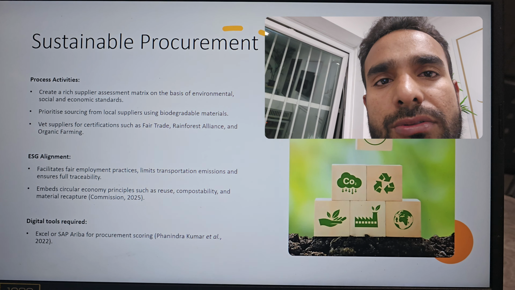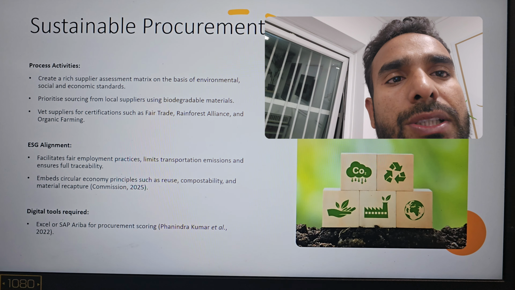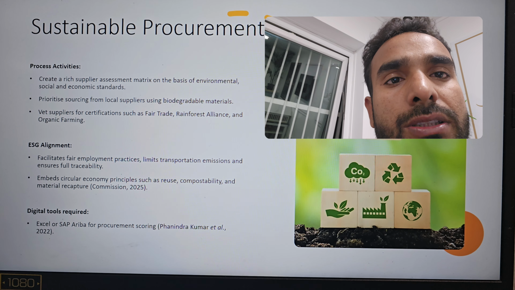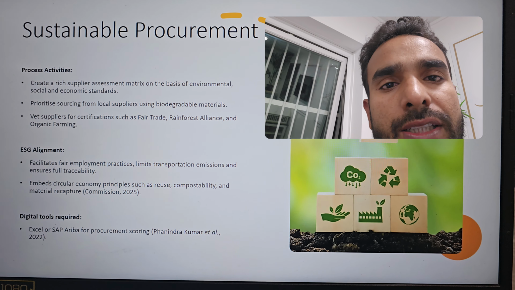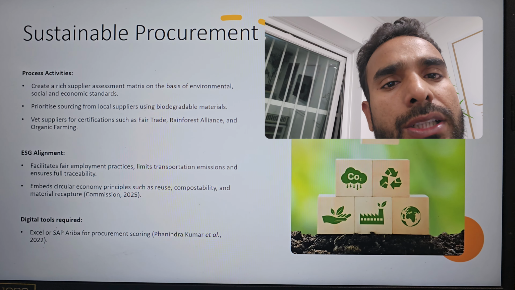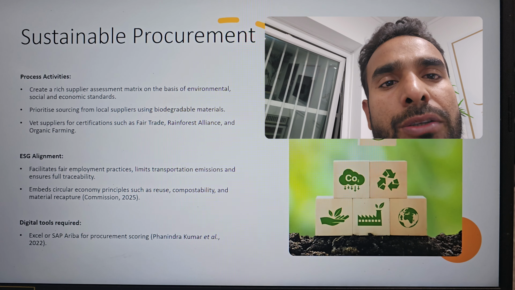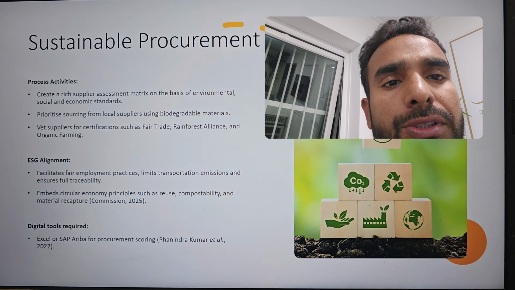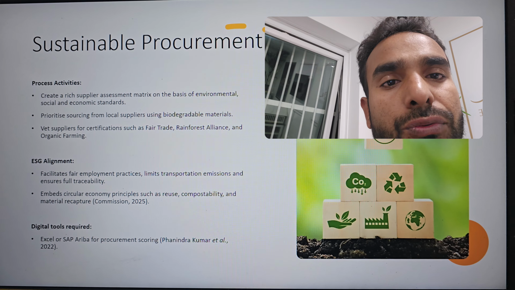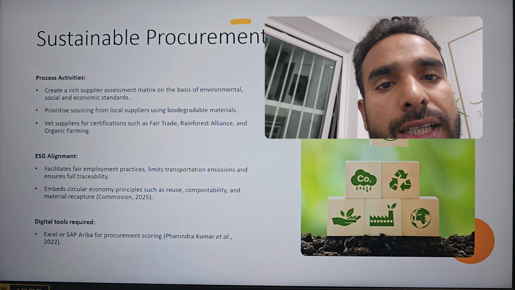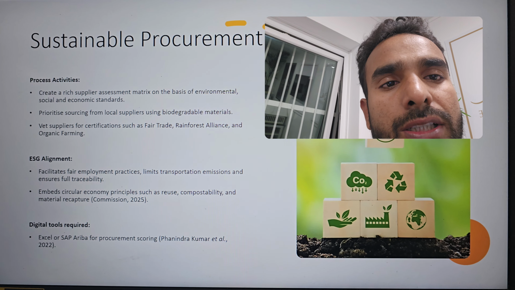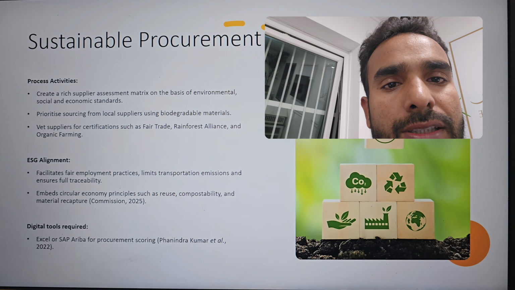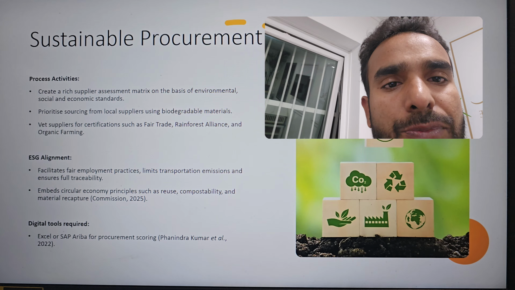First one, that is the process activities, which create a rich supplier assessment matrix on the basis of environmental, social and economic standards, and that is a very big point. And second one, that is the ESG element, that is to provide fair employment practice, limit transportation emissions and ensure full traceability. And also embed circular economic principles such as reuse, compatibility and material recapture.